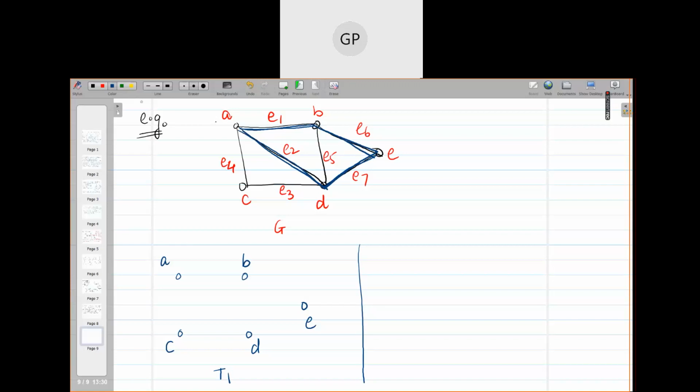No, ma'am. Why? Because it has a circuit, and this C vertex will become disconnected. You cannot travel to C from any vertex. It will remain isolated in T1. In G it is not isolated, but in T1 it will become isolated. So the graph will become disconnected.